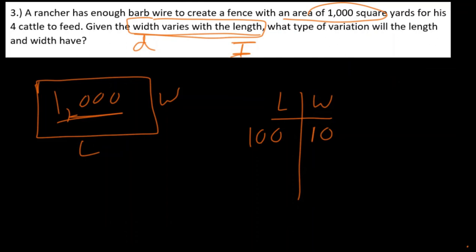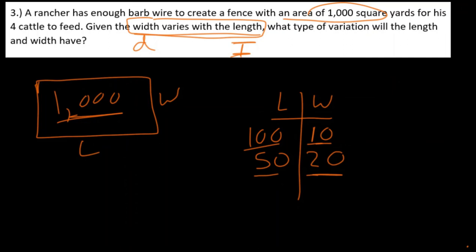But what if we shrunk this? What if we took the length and we made it only 50 yards long? Let's see. How long would the width then have to become? Would it be 20? Yeah, it would be 20. So this is kind of interesting. If we take the length and we cut it in half, what happens to the width? It actually doubles. Let's try this again.